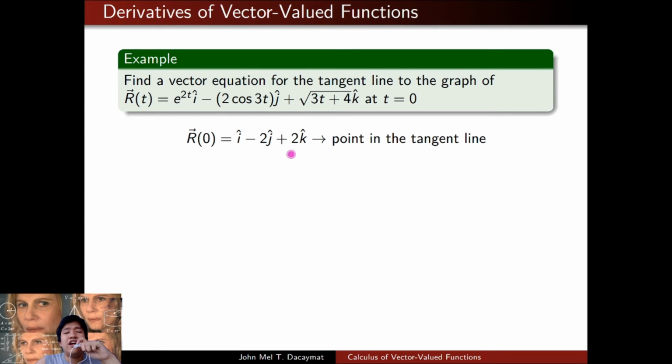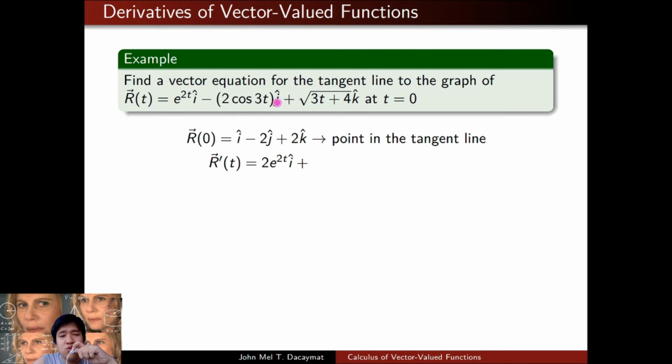Next, we want a direction vector. That's what's left for us to find. Again, yung direction vector ng tangent line at t equals 0 is r prime of 0. So, syempre, kailangan muna natin si r prime. R prime, let's write it straight, no? Let's differentiate each of these components. Yung e to the 2t, pag dinifferentiate, 2e to the 2t.